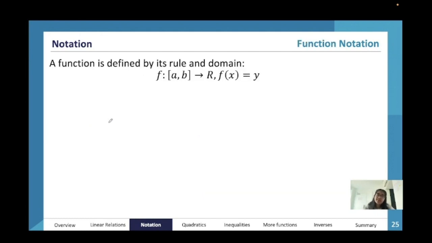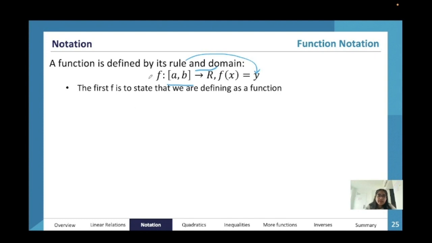So to define a function, you basically need its rule and its domain. So this is the domain here. And the rule goes here. So your rule is the equation of the function. The domain is all the x values that the function can take.